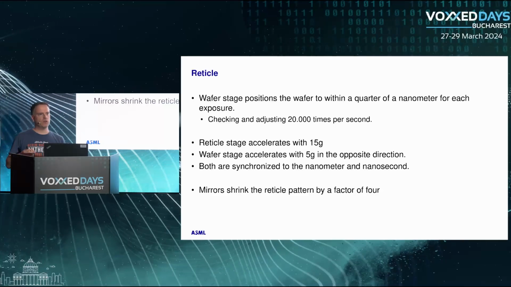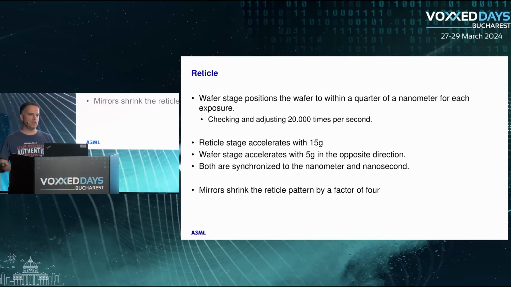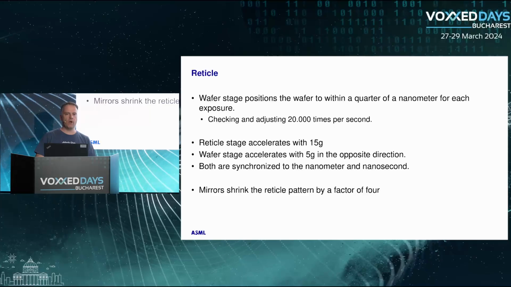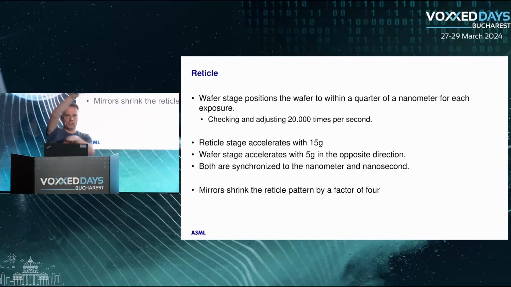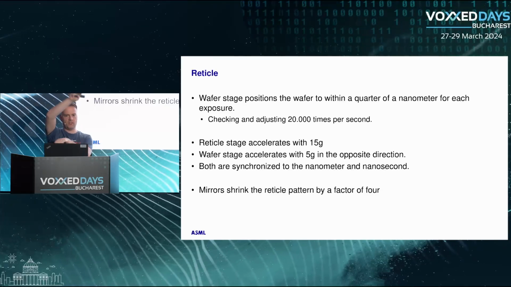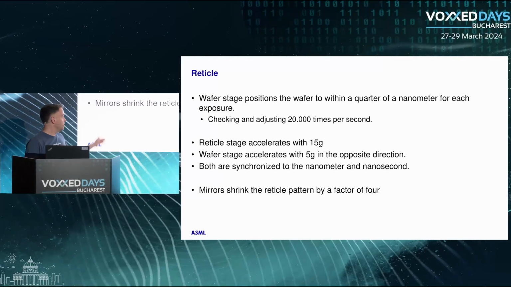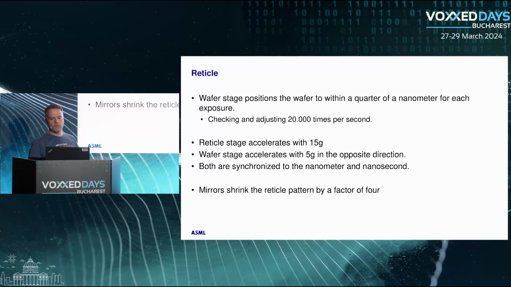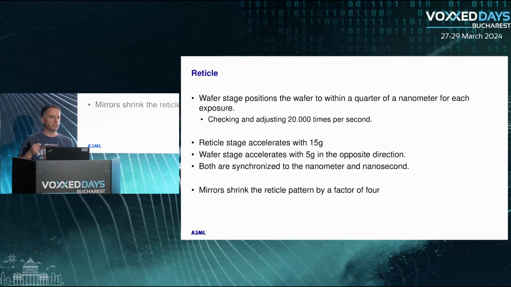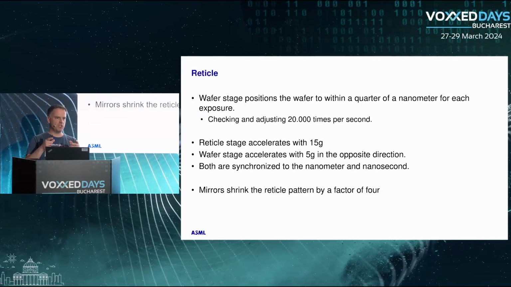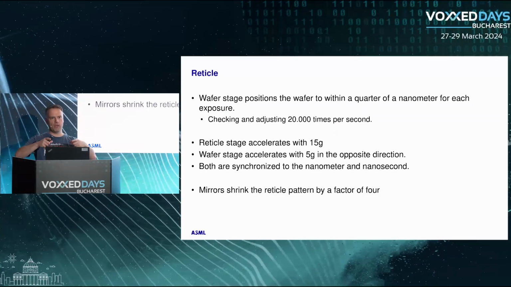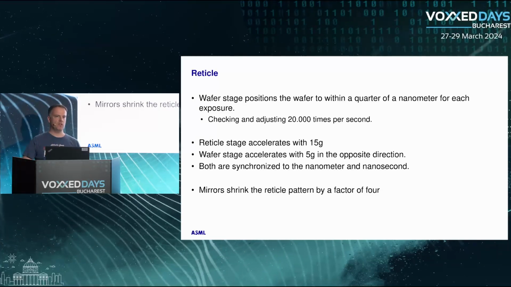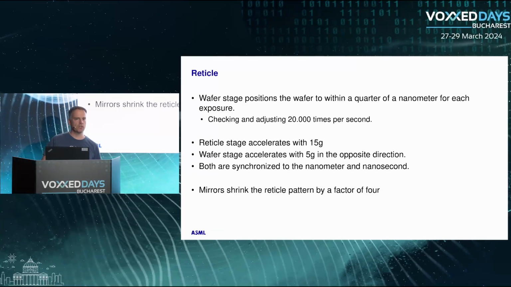So then that reticle is actually moving in the opposite direction of the wafer. So that wafer table is moving like this, and then the reticle is moving like this. So they go like this, and then they print with one at 15 Gs, the other one at 5 Gs, and still it's continuously being checked and repositioned. So 20,000 times a second, they look, okay, how is the wafer positioned? Do we need to adjust it? And adjustments are even smaller than nanometer size.